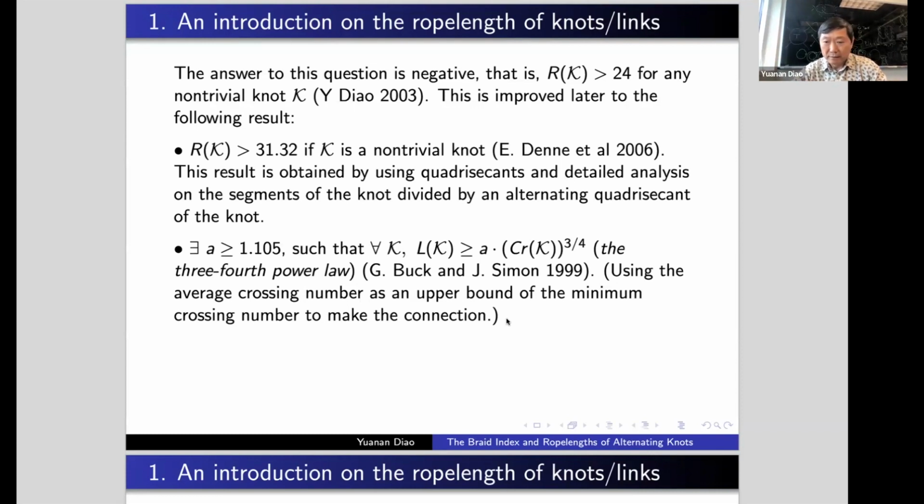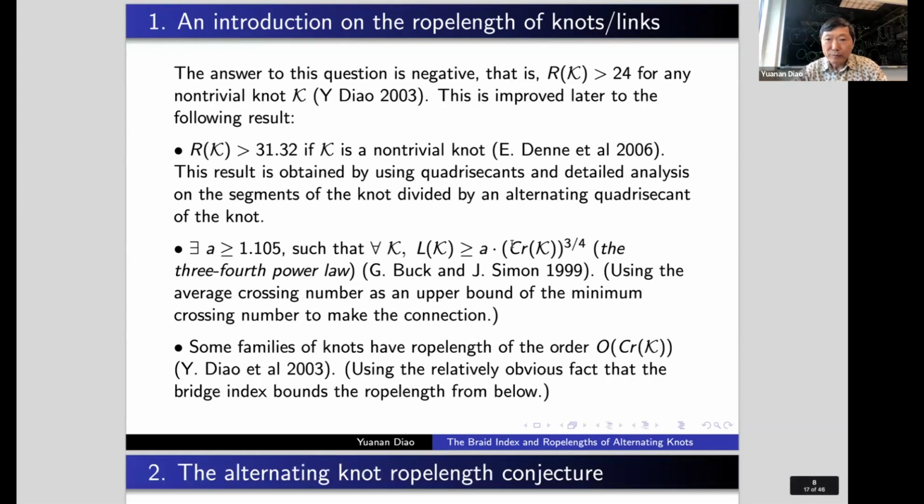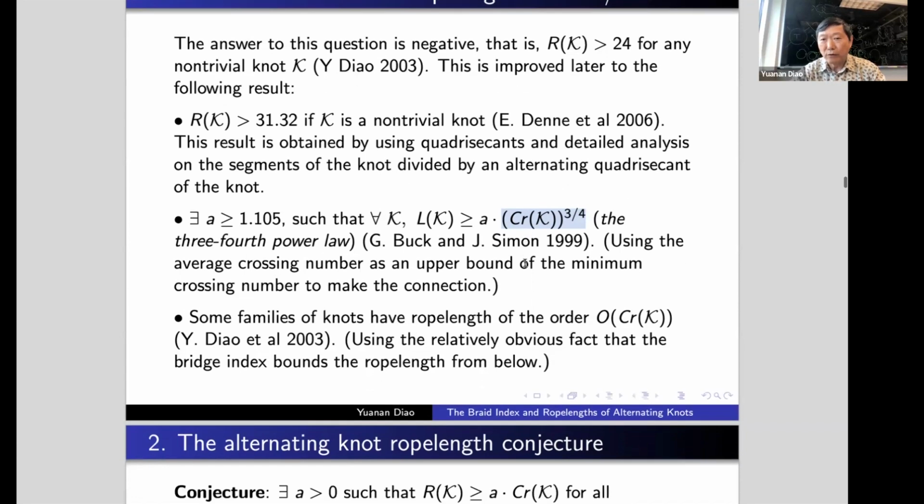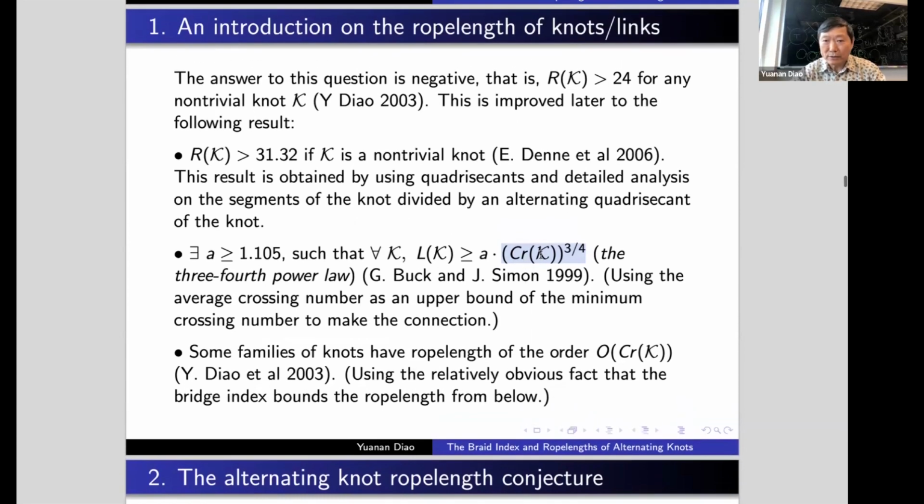Remember that we also saw earlier in the upper bound result that some knots do have crossing number to the 3/4 power as their upper bound. And therefore, that means there are some knots whose rope lengths grow exactly as their crossing number raised to the 3/4 power. But that's not true for all knots. In other words, there are knots whose rope length is longer than that. Some families of them actually grow at the order of their crossing numbers. So there's a gap there.